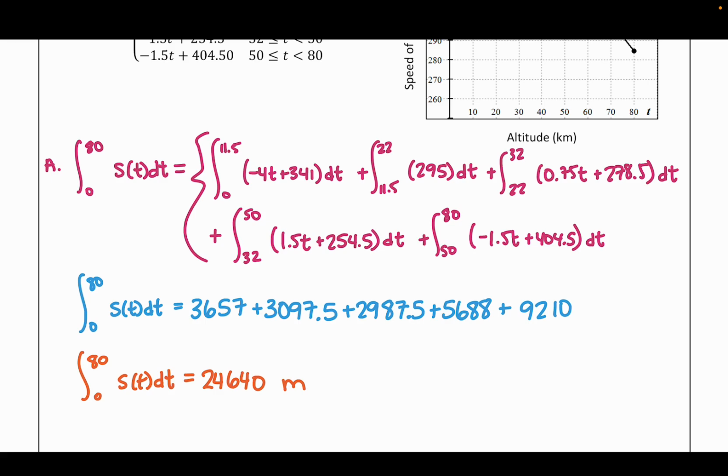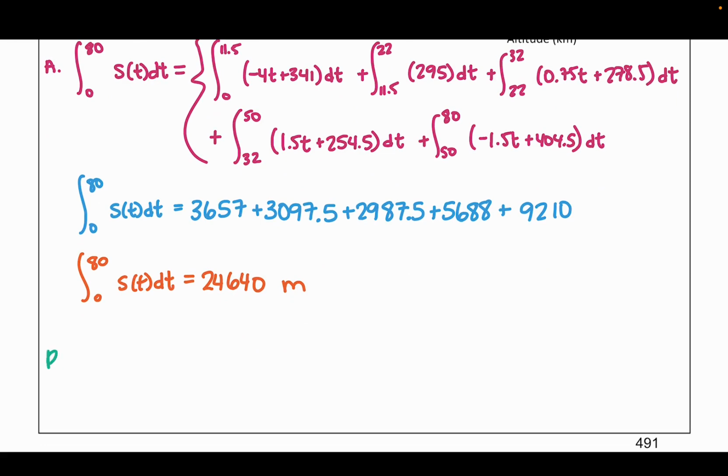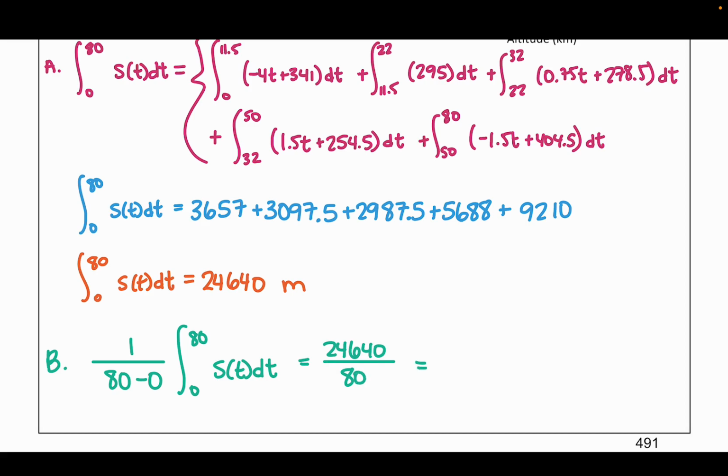Now, if I want to know the average, because part B tells me to apply the mean value theorem for integrals to find the average speed of sound, then I would take, say B, I would take my average from 1 over 80 minus 0, so obviously it's just going to be 80, of the integral, which we just found, 0 to 80 s of t dt, which would end up being 24,640 over 80, which would give me my average speed of 308 meters per second.